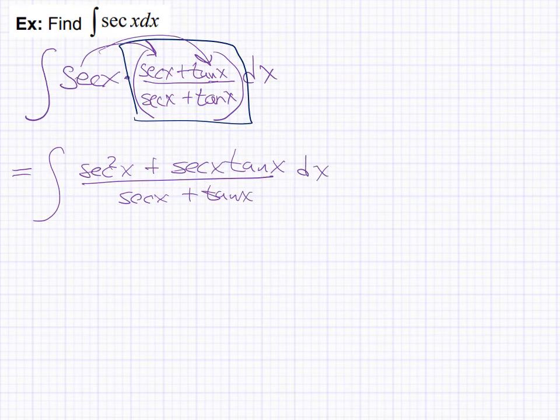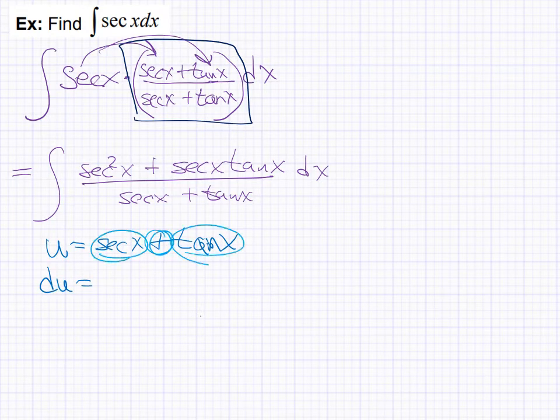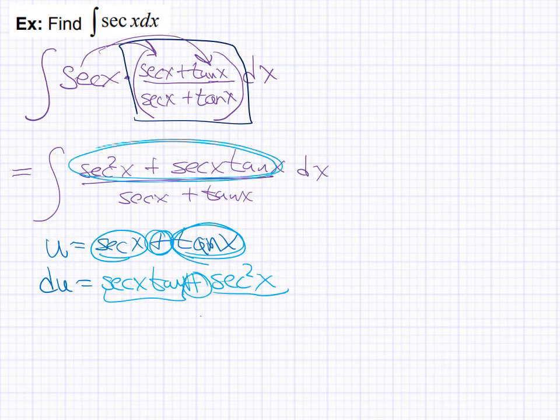And so here you see it happening, hopefully. U will be secant x plus tan x. Du would be the derivative. Now, since these are added together, I could do this one separate from this one. Derivative of secant is secant x tan x. Derivative of tangent is secant squared x. So secant x tan x plus secant squared, well, that's exactly what's sitting right here. So here's your du.